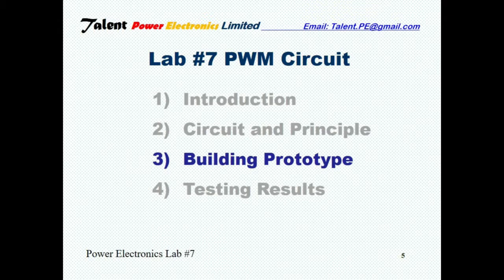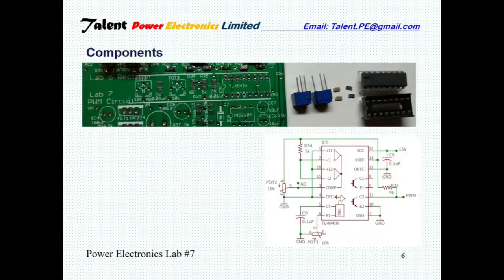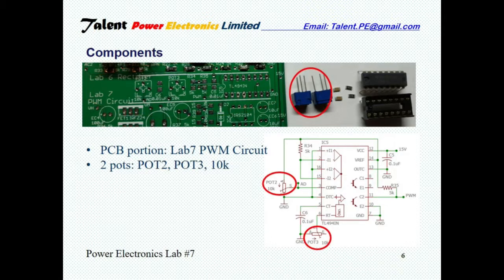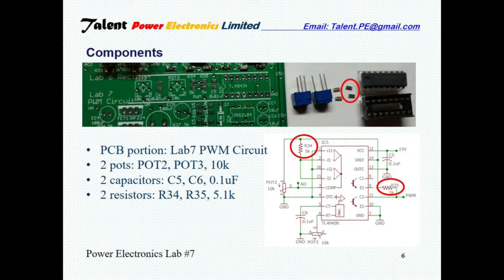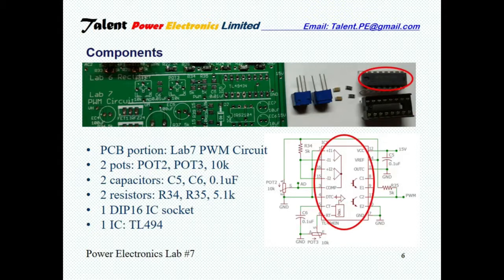Now let's build the prototype. First, find the components for this lab. 1. The PCB portion, Lab 7 PWM circuit. 2. 2 pots, POT2, POT3, 10K. 3. 2 capacitors, C5, C6, 0.1 microfarads. 4. 2 resistors, R34, R35, 5.1K. 5. 1 DIP16 IC socket. 6. 1 IC, TL494.